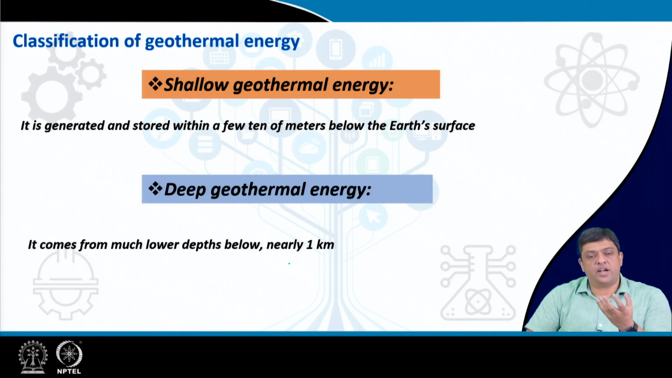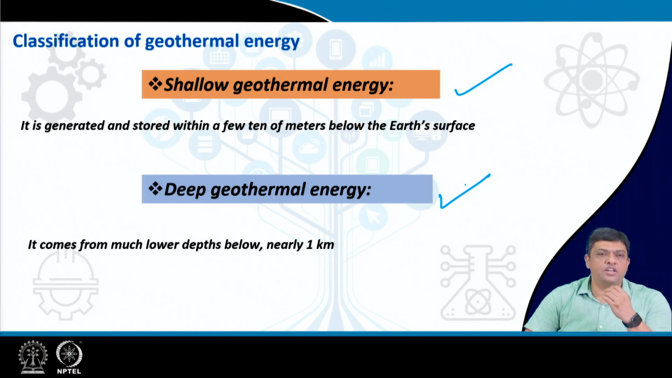And there are strategies proposed to extract this energy or the heat which is there below the surface. And therefore, you have two types of geothermal energy. The first one is shallow geothermal energy and the second is deep geothermal energy. The shallow geothermal energy are the ones which are generated and stored within few tens of meters below the earth's surface. But when we talk about deep geothermal energy, we are talking about the energy which comes from much lower depths, let us say 1 kilometer or more.